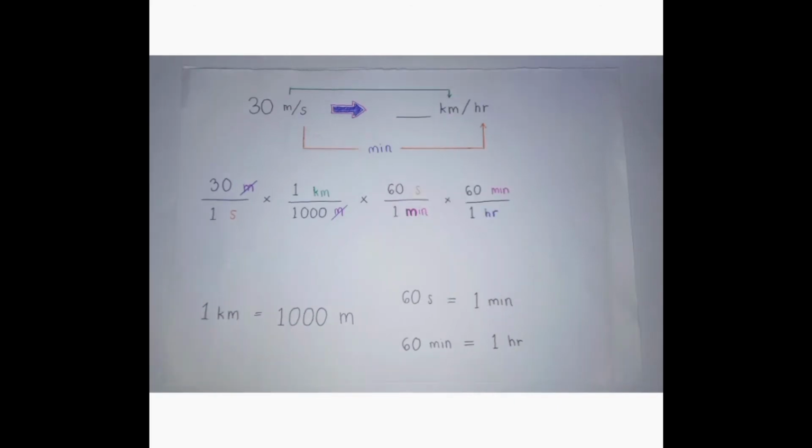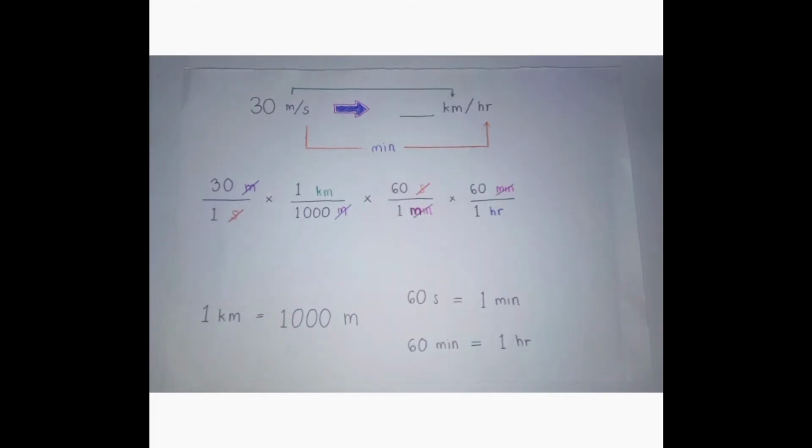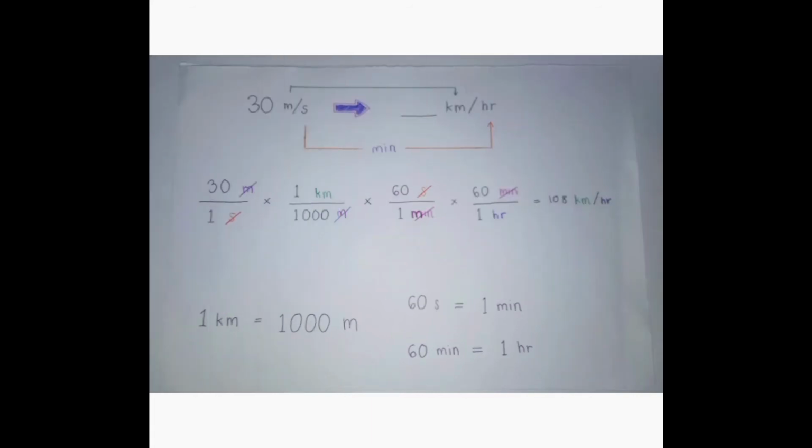And now let's convert minutes into hours using this conversion factor. There's 60 minutes in 1 hour. So the unit minutes and seconds will cancel. Now notice the units that we have left over: kilometer per hour, which is what we want. Now let's do the math. So it's going to be 30 times 60 times 60 divided by 1000. So we get 108 km per hour.